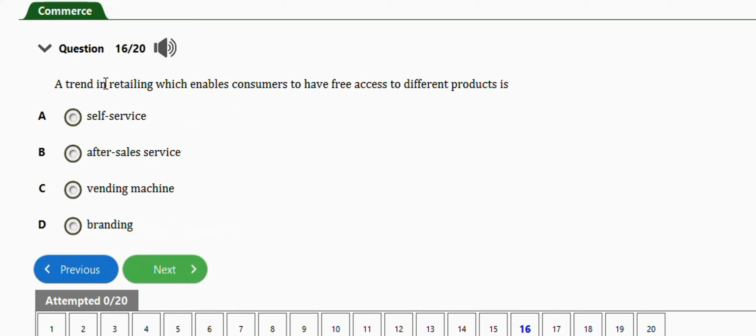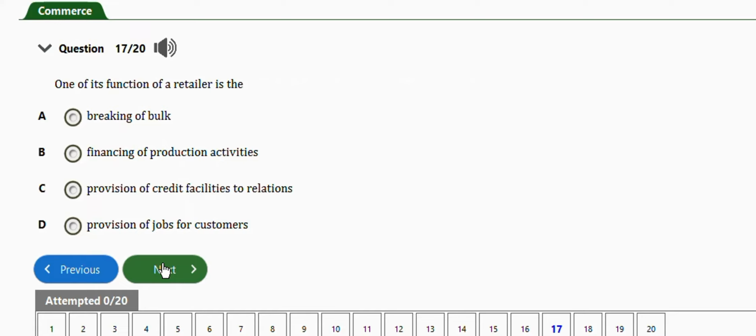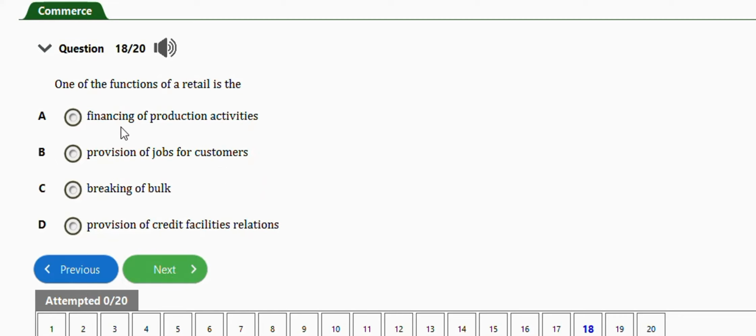This question, a trend in retailing which enables consumers to have free access to different products is self-service, after-sales service, vending machine, branding. Let's check it again. A trend in retailing which enables consumers to have free access to different products is, so the right answer to this question is option A, which is self-service. Next question, one of the functions of a retailer is the breaking of bulk, option A. Next question, one of the functions of retail is the breaking of bulk, option C.